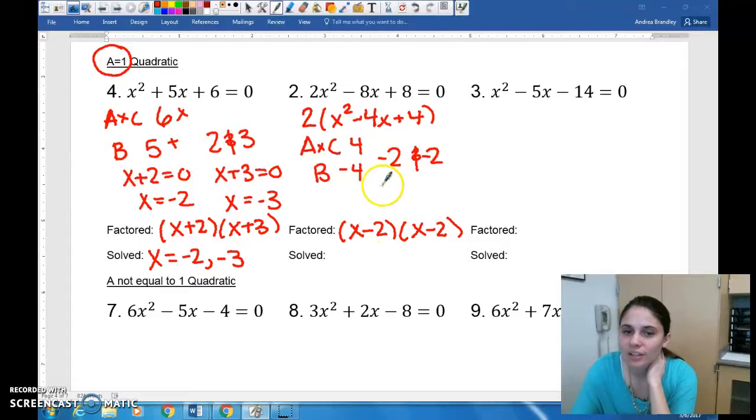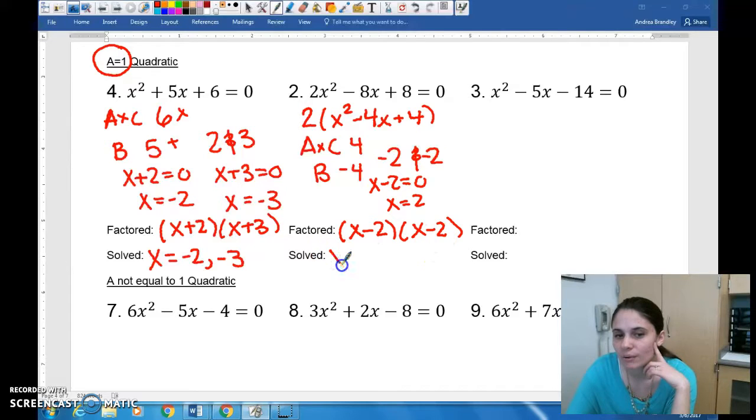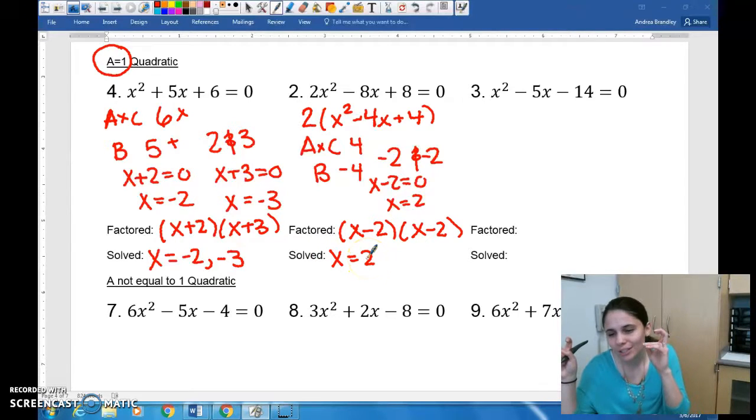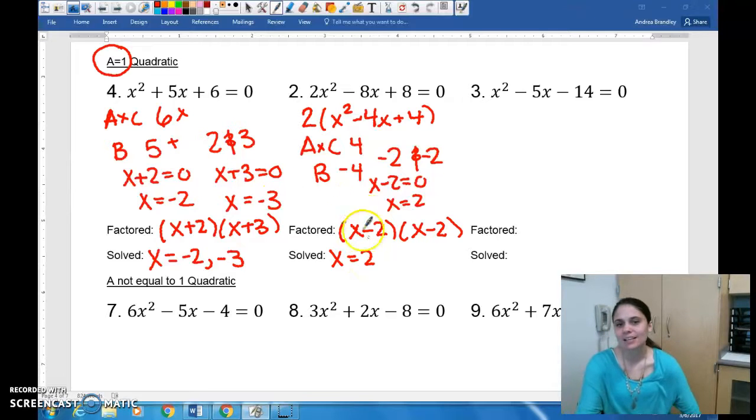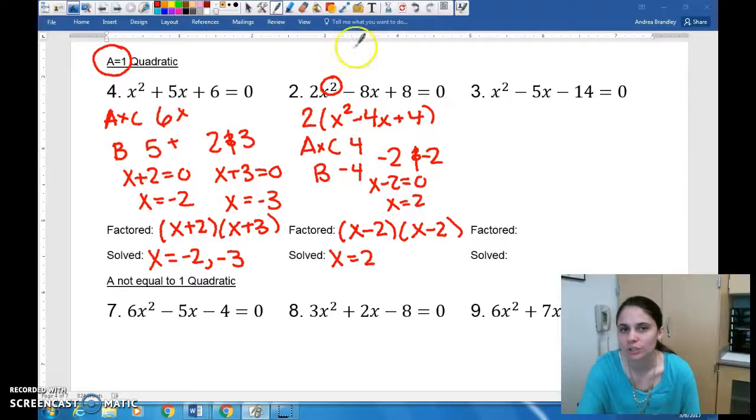And then to solve, I just set each of those equal to 0. So x minus 2 equal to 0, add 2 to both sides, and x equals 2. And if I were to set this x minus 2 equal to 0, I would obviously get the same thing. So this one has two solutions, kind of, because it has x equals 2 twice. So it still fits with, since I have an x squared, it should have two solutions. But it's not necessary to list the 2 twice. X equals 2 is sufficient. So let's try that same thing one more time.